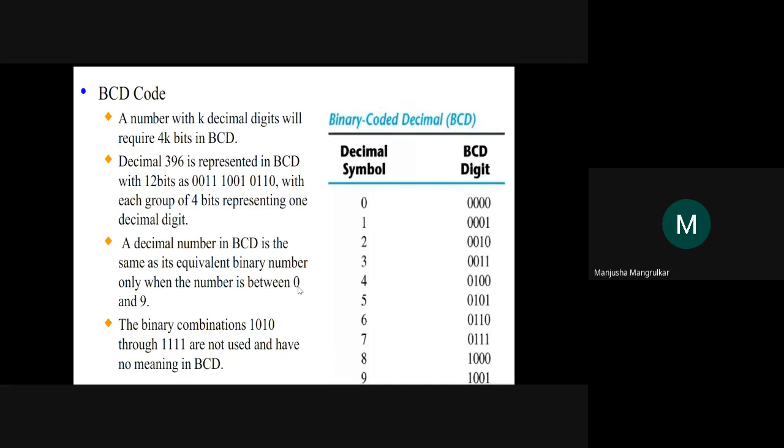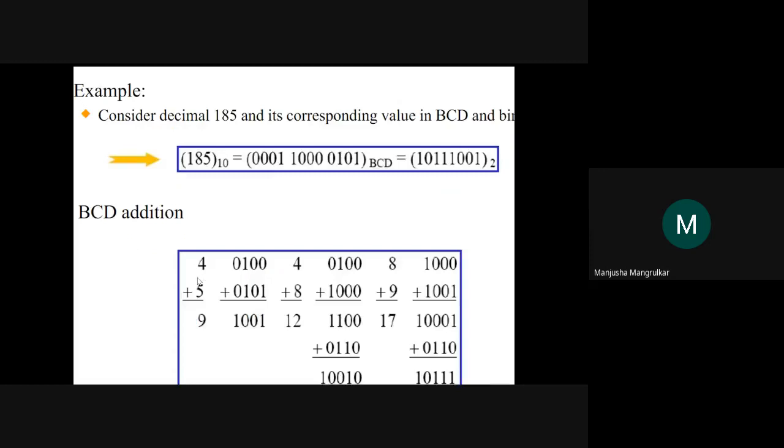If it is more than that, the decimal number converted into binary needs to be divided by 2 and go through the whole process, but a BCD number is converted as it is. So the binary combinations from 1010, that is A, till F are not used in a BCD number. We also have BCD addition.